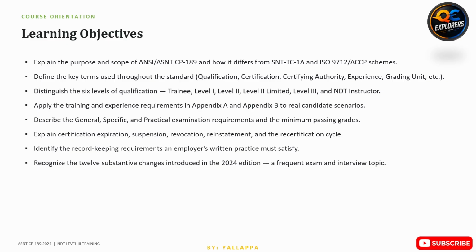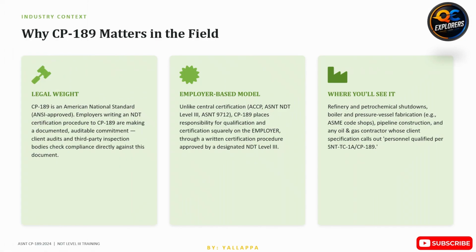Another major objective is to understand the minimum requirements for training, experience, examinations, certification, recertification, and record keeping. These are the foundation of every employer certification program and are frequently verified during client and third-party audits. Finally, we'll review the 2024 edition changes, focusing on the revisions that affect qualification. Now that we've reviewed the course objectives, let's understand why ANSI ASNT CP-189 is one of the most important standards for NDT personnel qualification in today's industry.